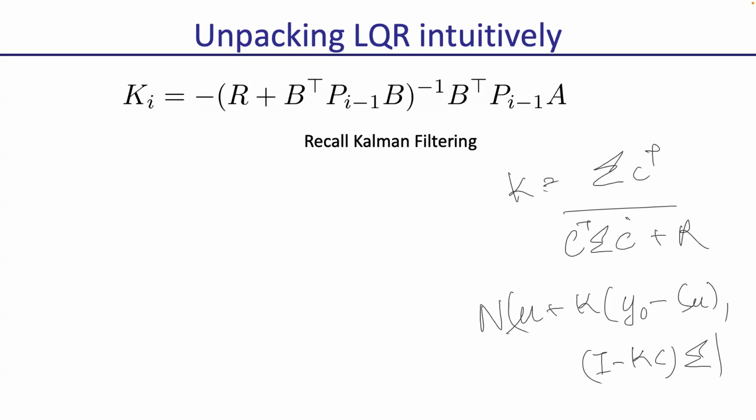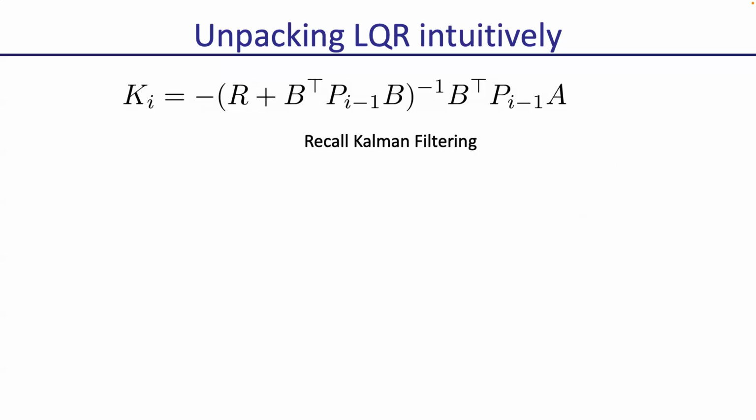The intuition we put behind the K in Kalman filtering was that it helps you trade off how much you should trust your sensor versus how much you should trust your current variance. You can think of it as a ratio between sigma and R. If R is super high, your sensor is completely noisy, so don't trust it at all. If R is 0, your sensor is completely accurate, so trust it completely. It lets you trade off between those things.